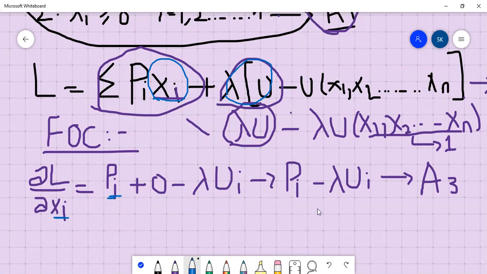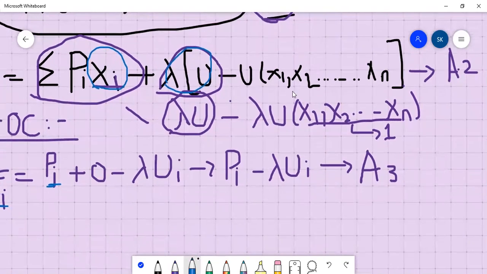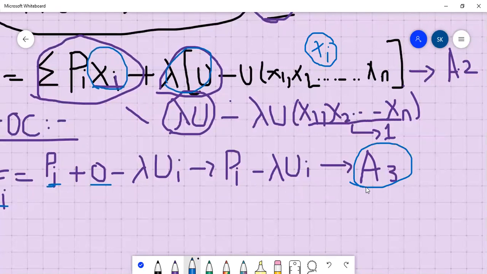Now, x1, x2 till xn, this whole is represented collectively by xi. Therefore, this is also lambda u of xi. So when we take its derivative, this xi will become equal to 1, and 1 will be multiplied with lambda and u. Therefore, it is now minus lambda ui. By solving it further, removing this 0 from the derivative, we get pi minus lambda ui. We have named this equation number A3.